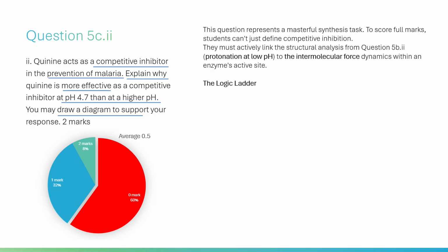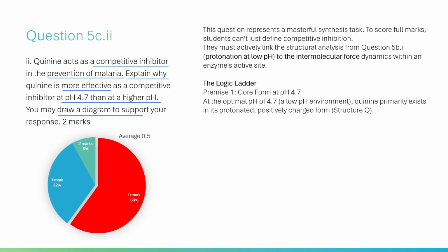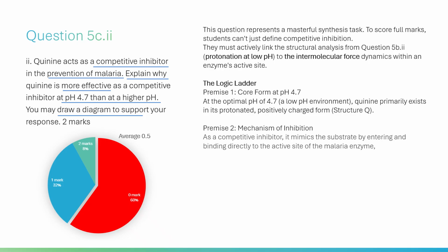Premise 1, core form at pH 4.7. At the optimal pH of 4.7, a low pH environment, quinine primarily exists in its protonated, positively charged form, structure Q. Premise 2, mechanism of inhibition. As a competitive inhibitor, it mimics the substrate by entering and binding directly to the active site of the malaria enzyme, physically blocking the substrate from entering.